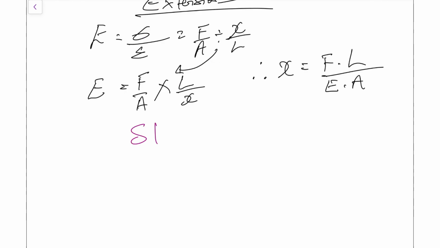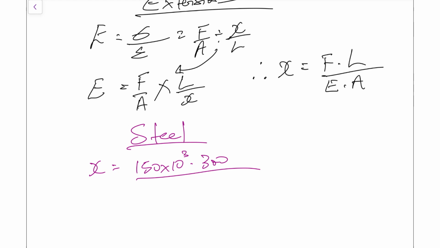Let's start with the extension for steel. We have our force, so that's 150 kilonewtons. We know the original length for the steel, and I'm going to convert it to mil, so that's 300, all divided by the modulus of elasticity, which is 200 times 10 to the 9, multiplied by the area, which is 314.16. That gives us an extension of 0.716 millimeters for the steel.